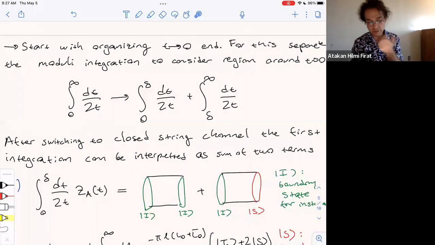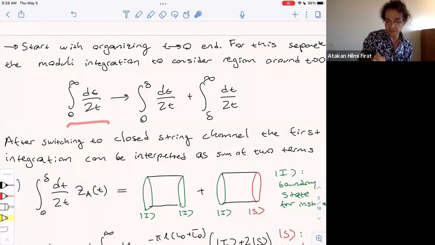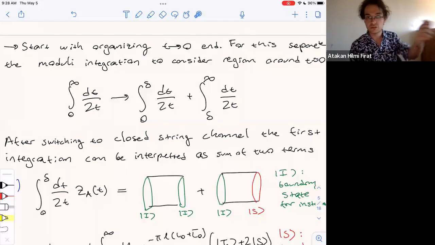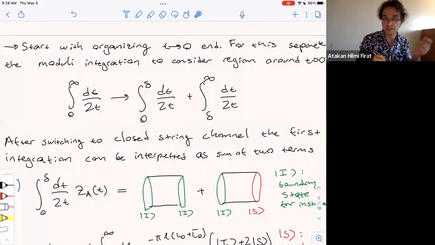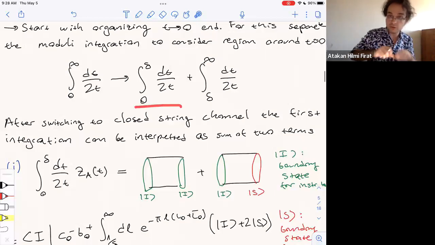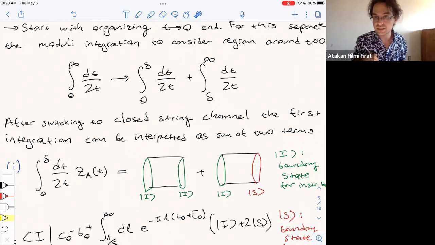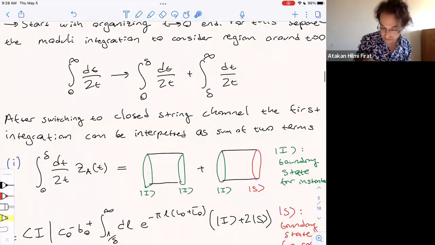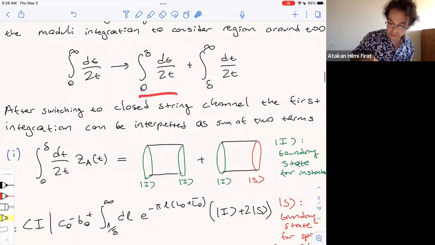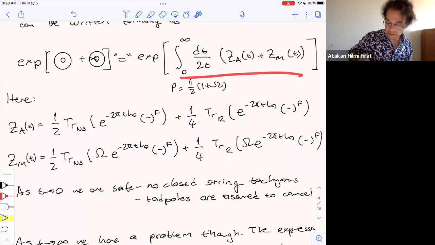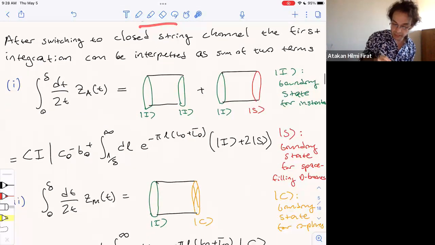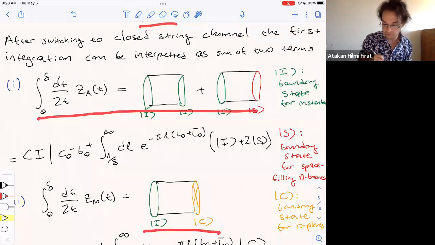So here, what we can start with is separating this integral into two parts, where I put delta in the middle so that I can separate the contribution that is picked up when the cylinder is long versus where the cylinder is short. There's a closed string propagation versus open string propagation. So since this is about the long cylinder, it is better to go to the closed string channel, and then we can interpret the term that I wrote over there as a sum of two terms, one coming from terms like this and one coming from this.